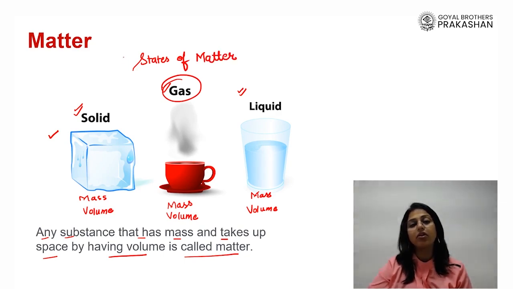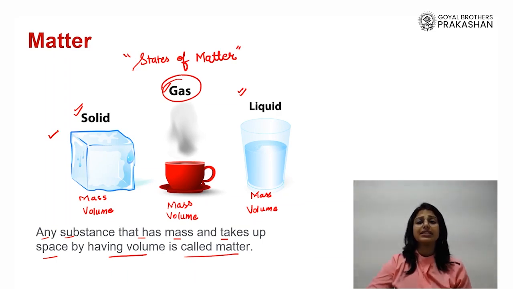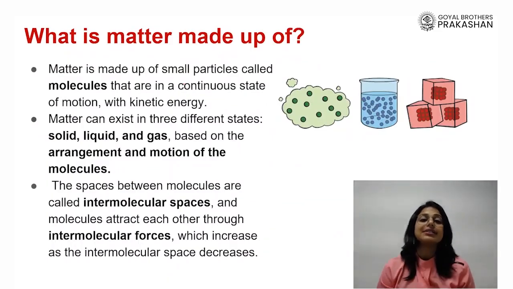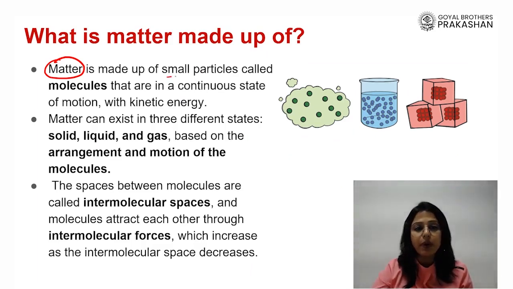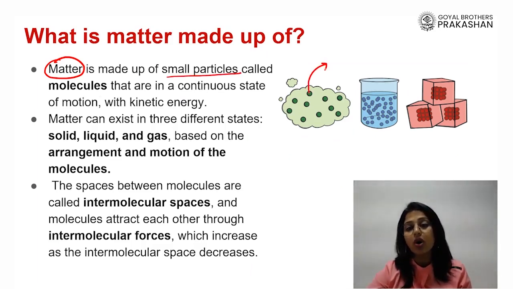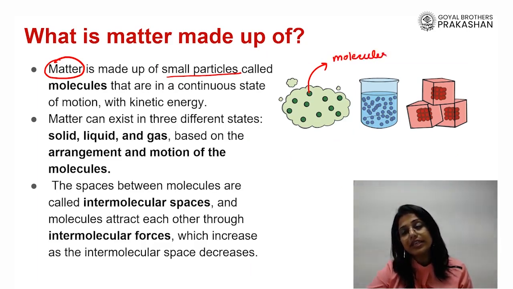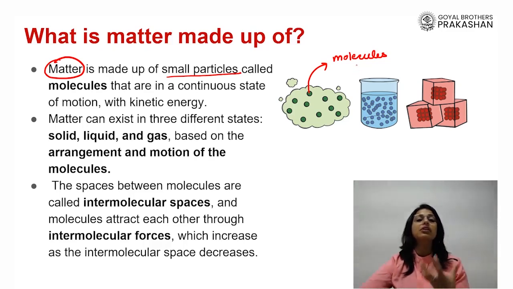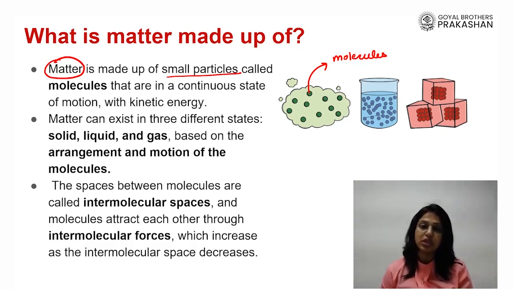Right, students? Now, when we talked about the three states of matter, the question arises why these three states exist. So let us understand by understanding what matter is made up of. The first thing to understand is that matter is made up of small particles that we call molecules. Very small tiny particles. You can imagine them as little balls, and if you fill these balls into a room, you can say that you are creating matter if those balls represent molecules.